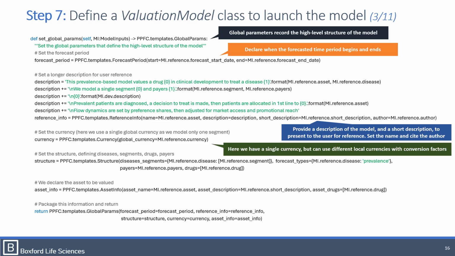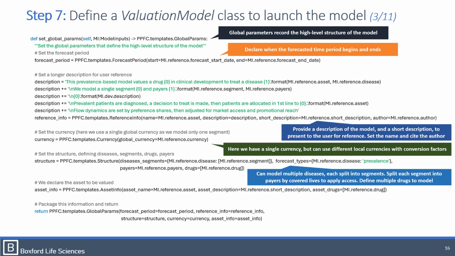We set the currency. Again, here we have a single global currency, but we can have different local currencies in a global model. We set in structure the names of the different diseases, the segments of each disease, and then the type of the model we're going to use for each disease. Here we have a single disease, chronic, that we're going to use a prevalence model for. You could have incidence models for short-term antibiotics.